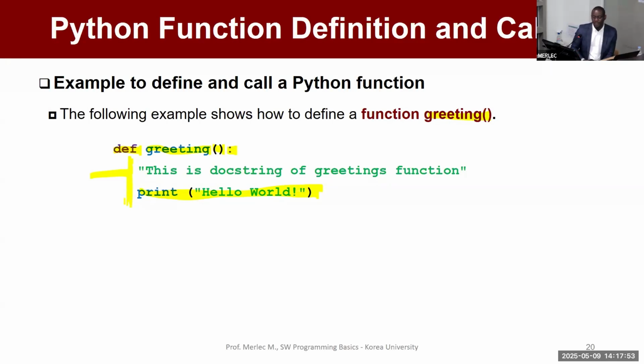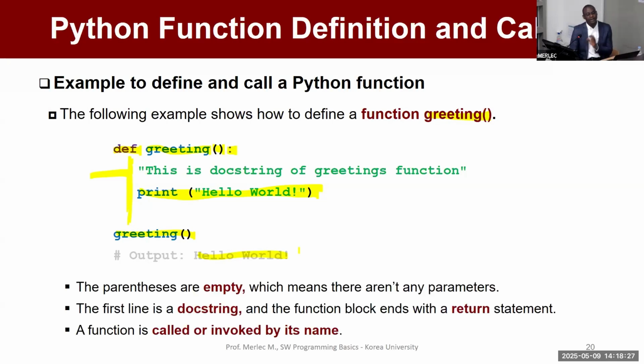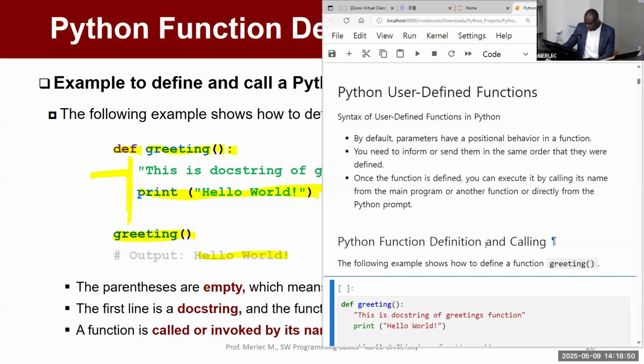And then here you have the statement or the instruction that will be performed by the function, which is to print the message hello world. So to use this function, we have just to call the function in the body of the program. You can see greeting is not inside the function, it is at the same level as def. That means it is the line that is used to call the function, and the output will be hello world. So remember that when the parentheses are empty, nothing is given as a parameter to the function, and the function is always called by its own name. So I can show you how it works.